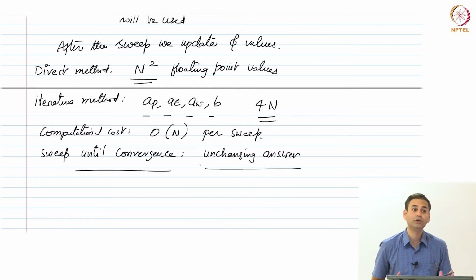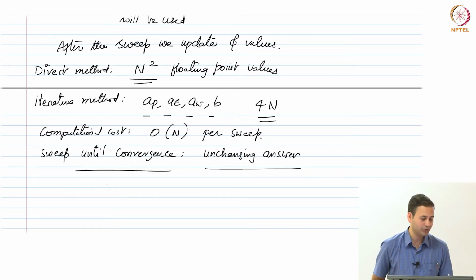Now, I am assuming that we are looking at a steady state problem. If it is transient, we will discuss that later. So, that is what we mean by convergence, or unchanging answer, although we cannot really talk about an unchanging answer in the context of floating point values. So, what we say is that the solution that we obtain between two sweeps would differ by some epsilon.